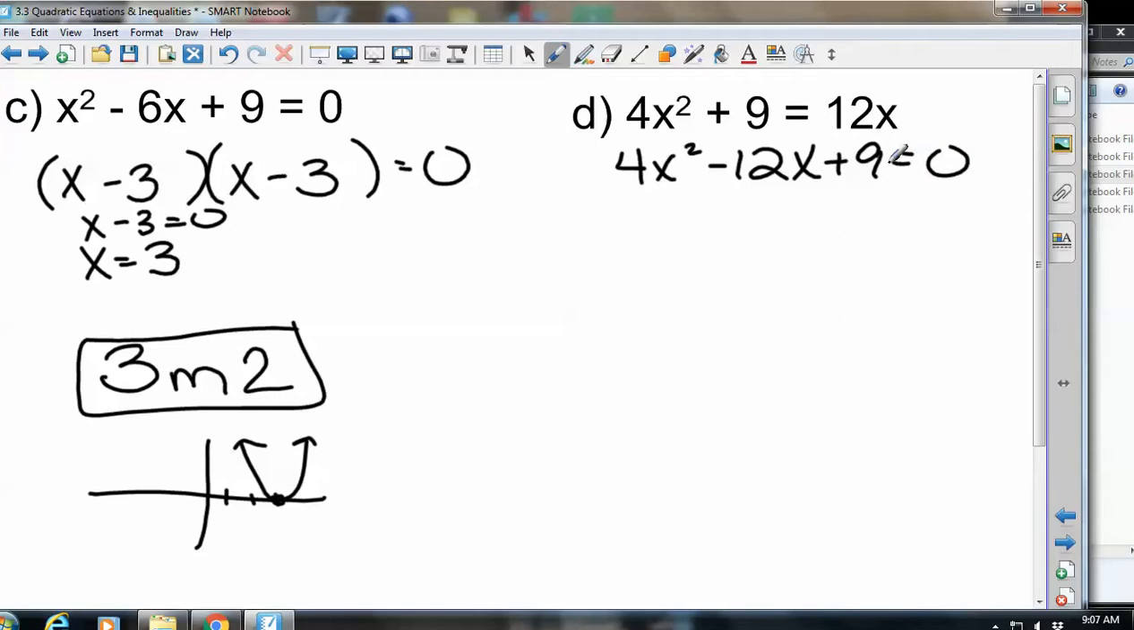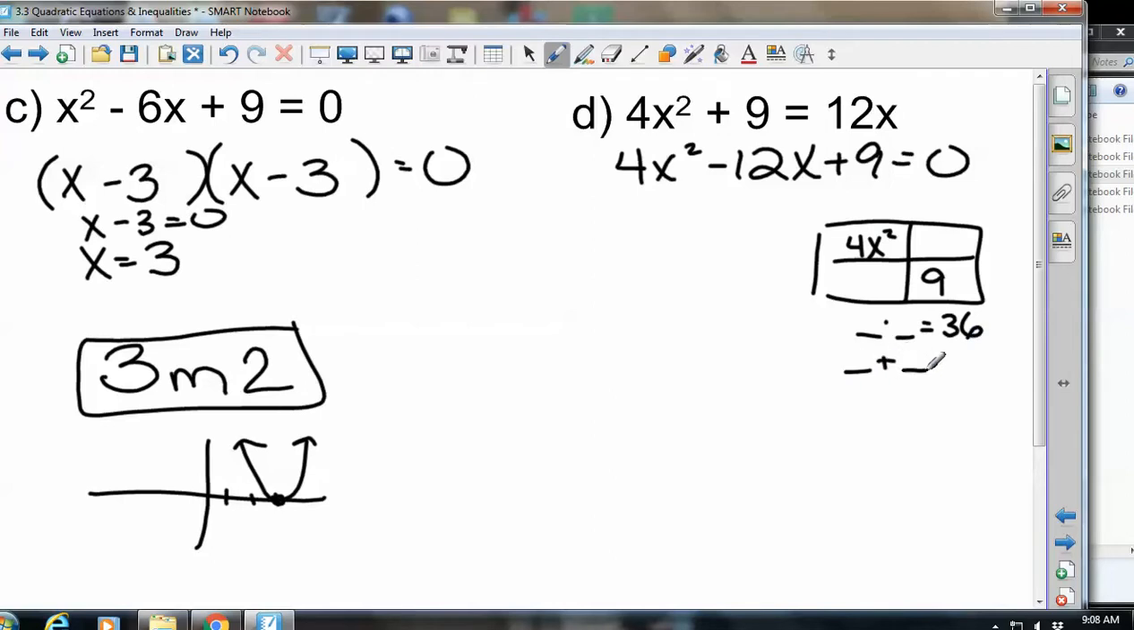Okay, so when I look at that, am I going to be able to just do the shortcut on it? No, you'll need your full box method. So I'm going to multiply those to give me 36, and they need to add to give us negative 12. What would that be?